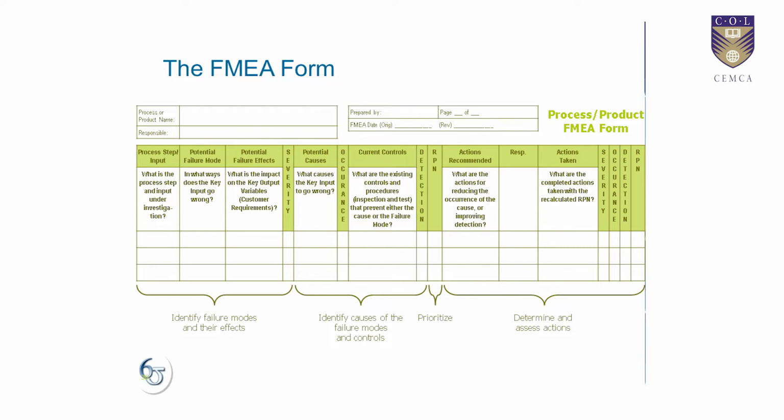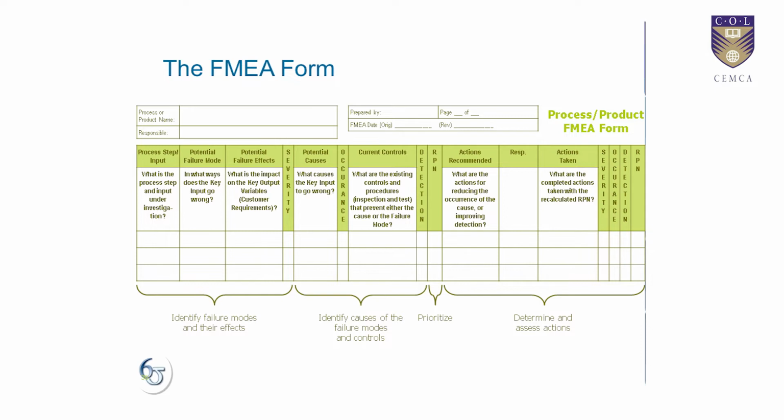The third column talks about the impact on the key output or on the business. So if a process fails, what would be its impact on the overall business? And then in the next column you see the severity. What is the severity of that impact because of a failure mode? The severity will range on a scale of 1 to 10. Number 10 or 9 would mean very, very severe.